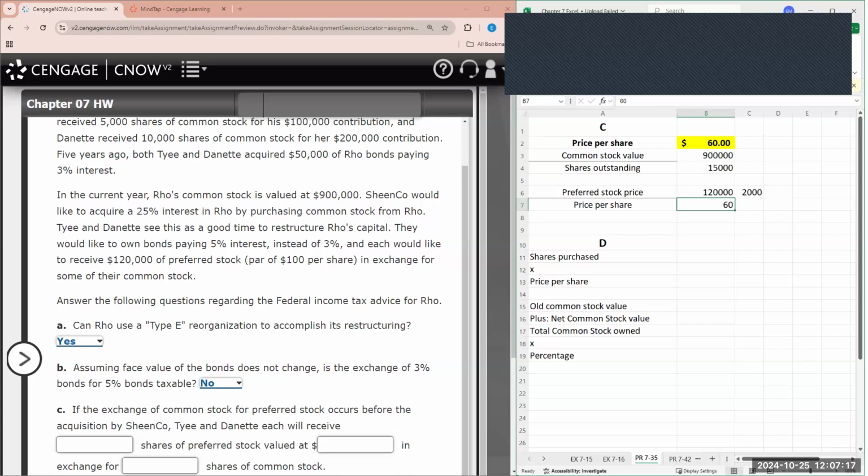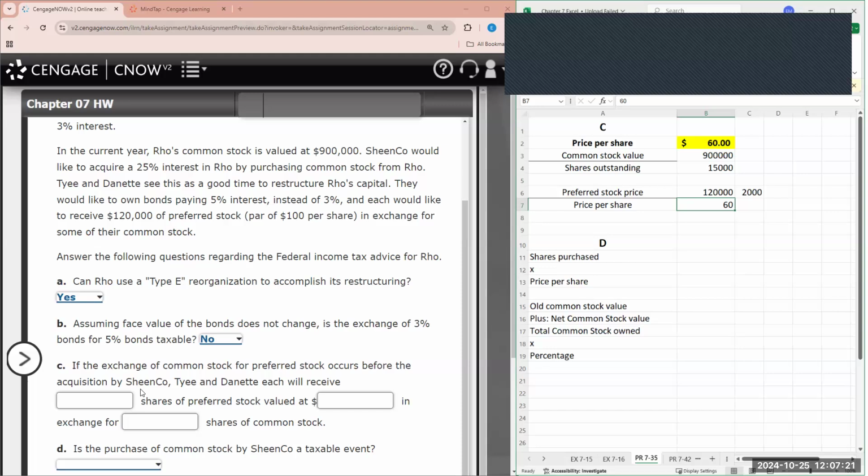So for the first part of the problem, if they exchange common stock for preferred stock, they're each going to receive 1,200 shares of preferred stock. How do we determine that? Because the par value of the preferred shares is $100. Here it says they want to receive $120,000 worth of preferred stock.